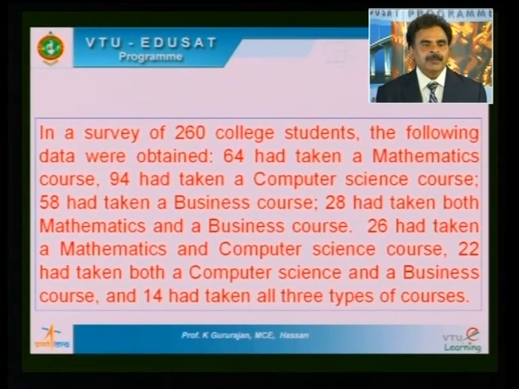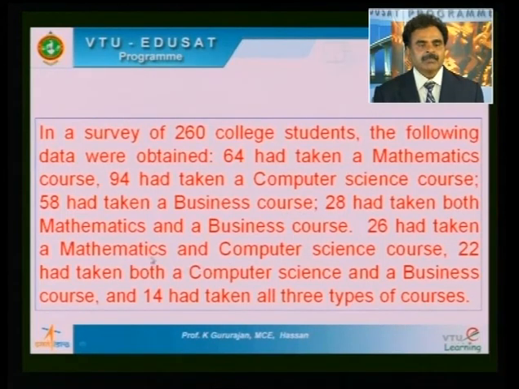I have one more problem now with three types of categories. A survey was conducted among 260 college students. The following data were obtained by the survey team. The survey found that 64 students had taken a mathematics course, 94 had taken a computer science course, and 58 had taken a business course.